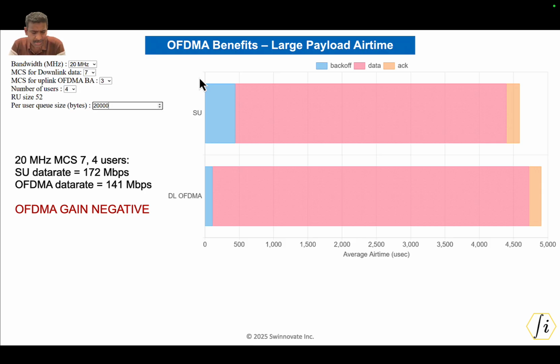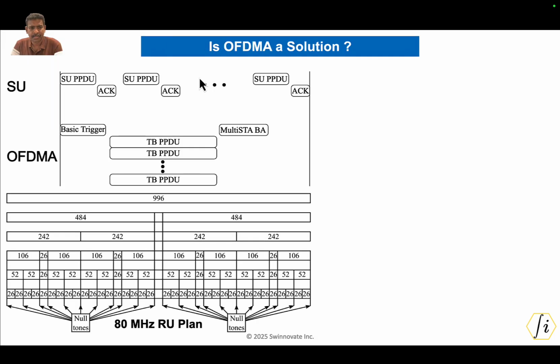So for the purpose of calculation, let's assume the per user queue size is about 20,000 bytes. So basically there are 20,000 bytes of traffic to be sent by each of these clients, right? Now if we send this as single user, what will happen is, as I showed in this picture, there are going to be 4 SU PPDU transmissions, which means 4 times we will incur the random backoff overhead, and then 4 times we will incur the PHY header overhead, right?